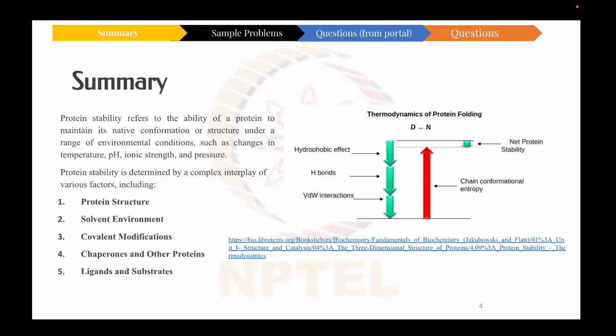Then we have the most important ones, that is hydrogen bonds between the polar amino acid residues. These hydrogen bonds are mostly observed in secondary structural elements like alpha helices and beta sheets. These bonds contribute to stabilizing the structural motifs and help to maintain the overall fold or structure of the protein.